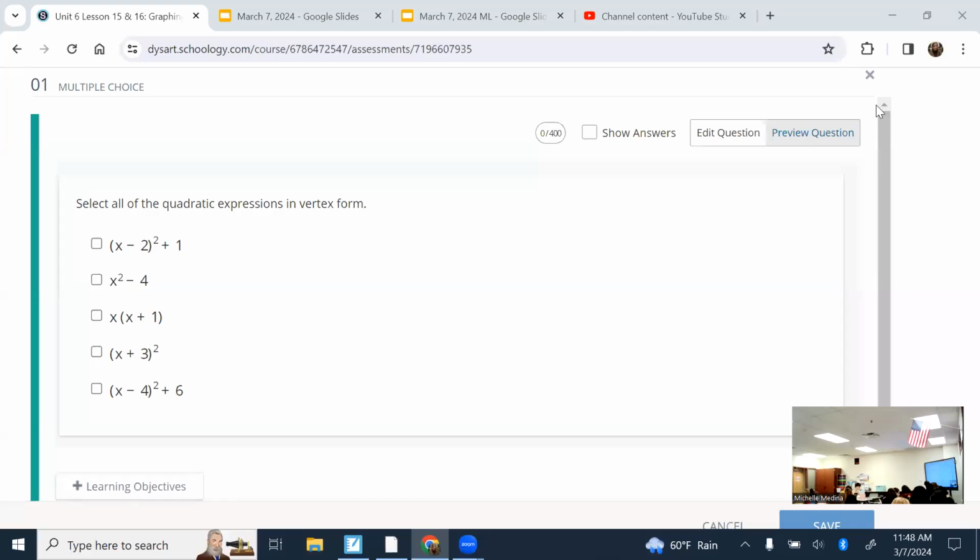So this is lesson 15, practice number 1, if you also needed help with that one. It says to select all of the quadratic expressions in vertex form. So let's see who's starting to memorize it. Table 4, can you tell me what the formula is for vertex form?